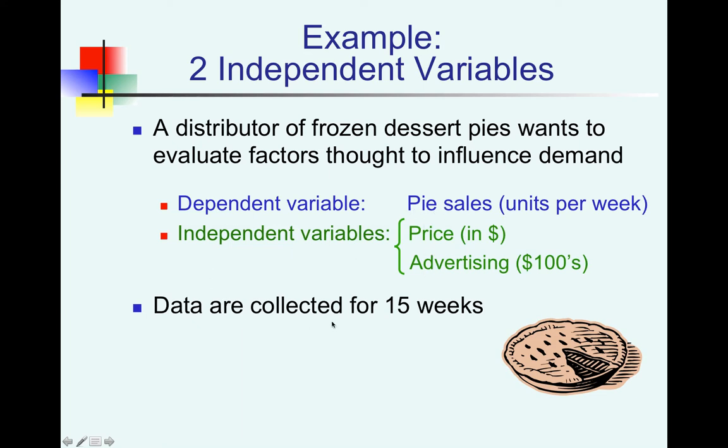So let's just say that I collect data for 15 weeks. If we collect data for 15 weeks in sequence, this would be time series data. And if it's time series data, we have to again be careful about time series data versus randomly collected data.